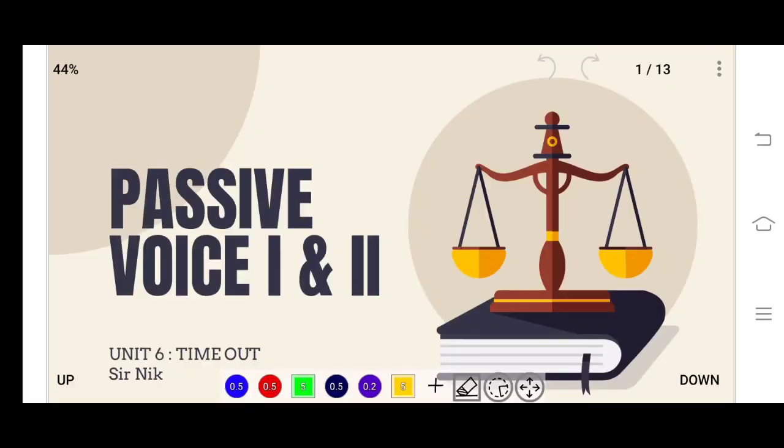So let's get started. Today we are going to learn about passive voice 1 and 2 in Unit 6, Time Out by Miss Ernie. Okay, so basically this is a grammar lesson, and I know maybe some of you find it quite hard, but when you learn carefully and precisely, you can understand this topic easily, right? So we move on to the next slide.